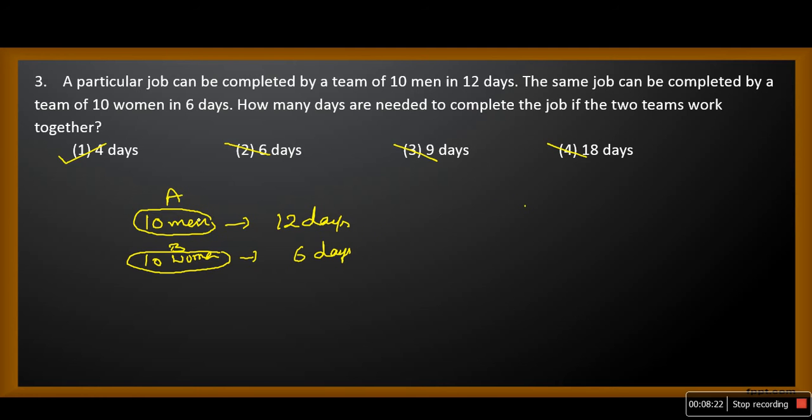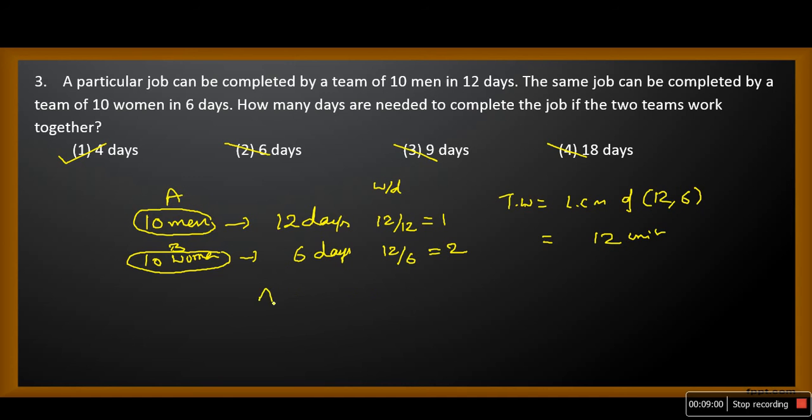Assume the total work. See here, A can do the work in 12 days and B can do the work in 6 days. Assume the total work as the LCM of 12 and 6, that equals 12. Assume the total work is 12 units. Now work done per day, let us see. If A takes 12 days to complete 12 units, A will do how many units per day? 12 by 12, which is nothing but 1 unit per day. If B takes 6 days to do 12 units, in one day they will do how many units? 2 units per day.